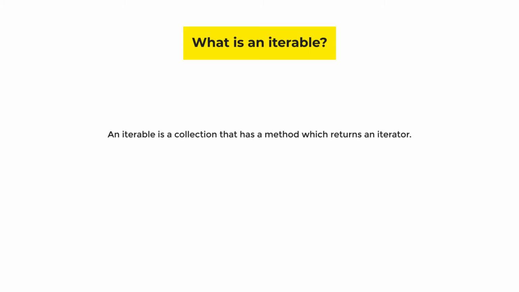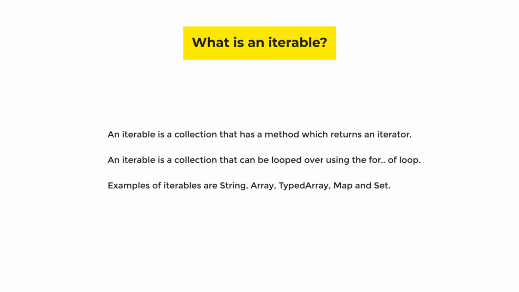Now you might be wondering, why would I need to create an iterator and what is it exactly used for? To answer that question, let's first understand what is an iterable. An iterable is basically a collection that has a method which returns an iterator. Furthermore, an iterable needs to have an iterator in order for us to be able to iterate over its elements using the for of loop, which also came with ES6. Examples of iterables in JavaScript are string, array, typed array, map, and set.